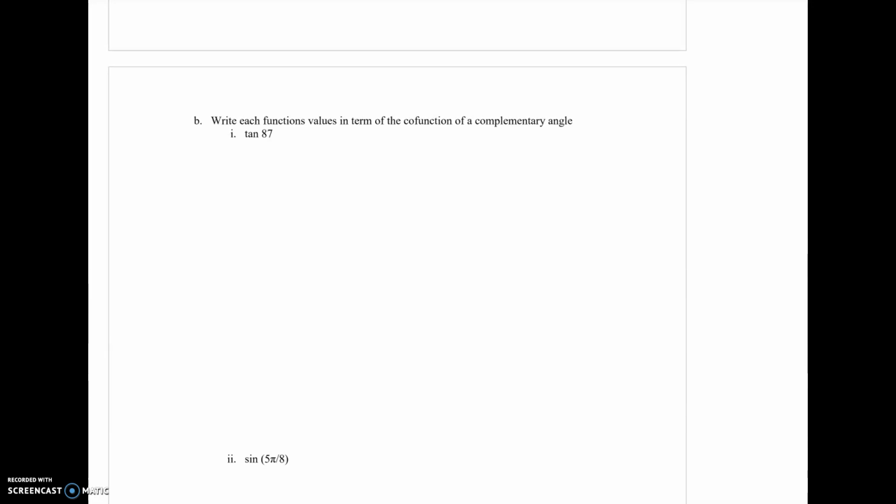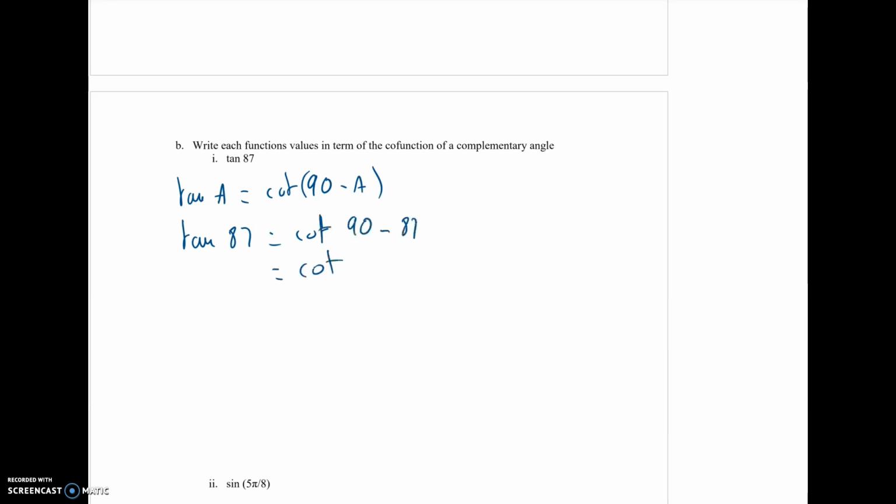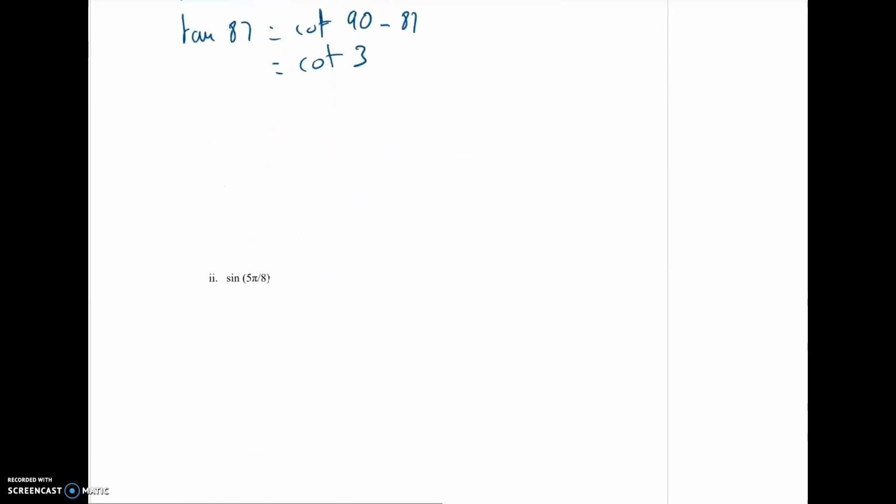We have to write each function value in terms of the cofunction of a complementary angle. From what I know, tangent of an angle A equals cotangent of 90 minus A. Therefore, tangent of 87 equals cotangent of 90 minus 87, which is cotangent of 3. I'll let you do the calculation.